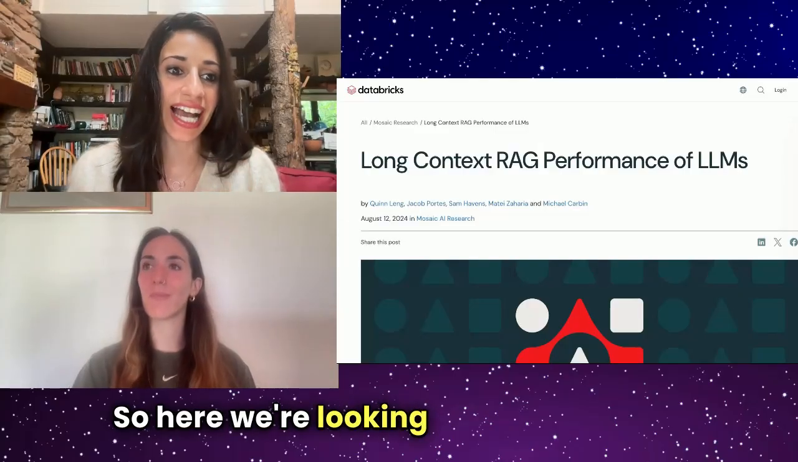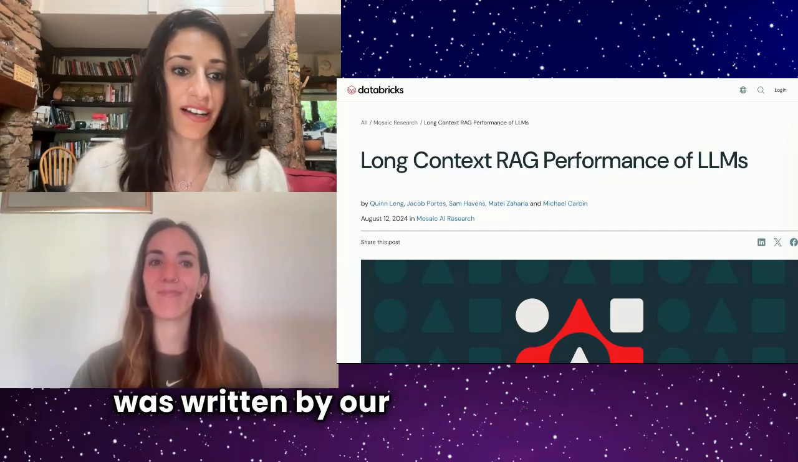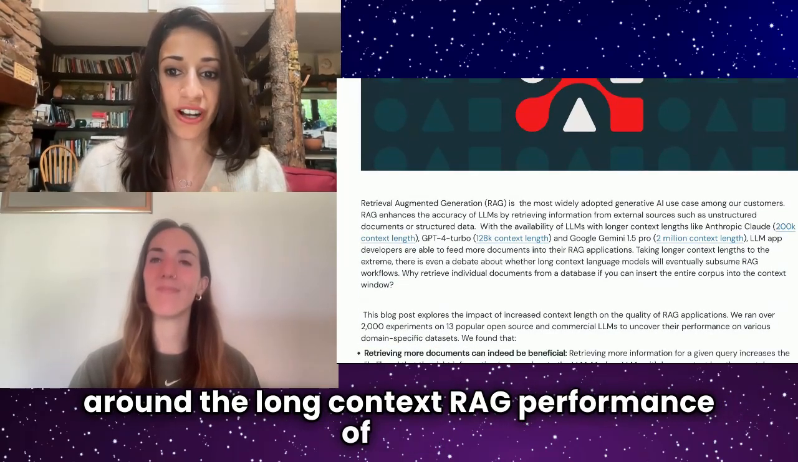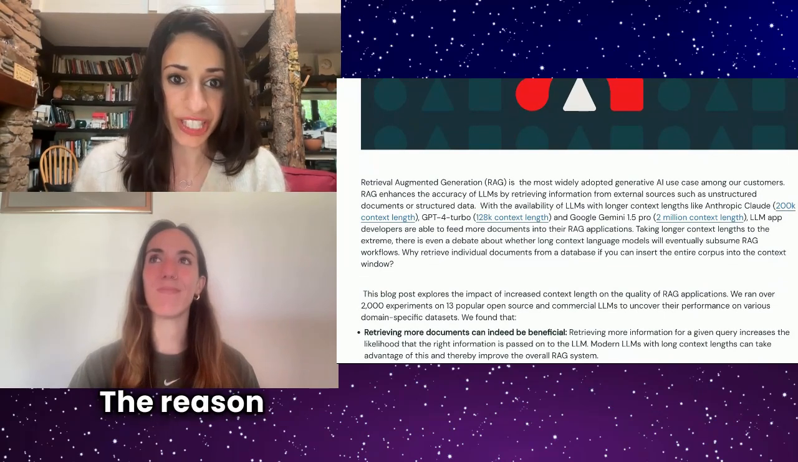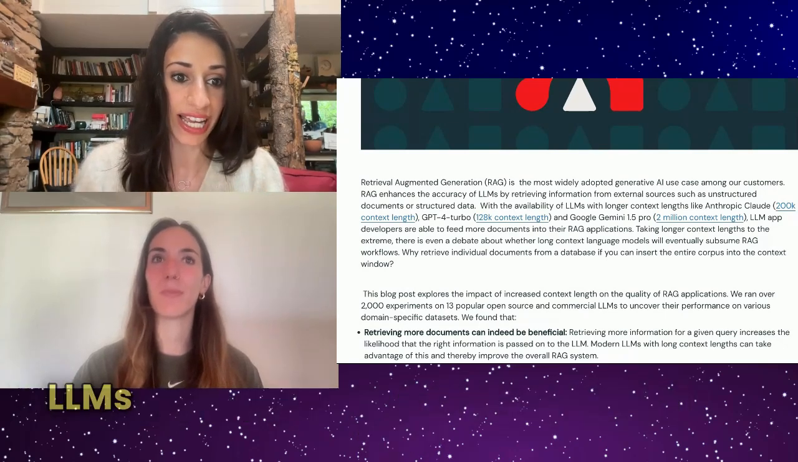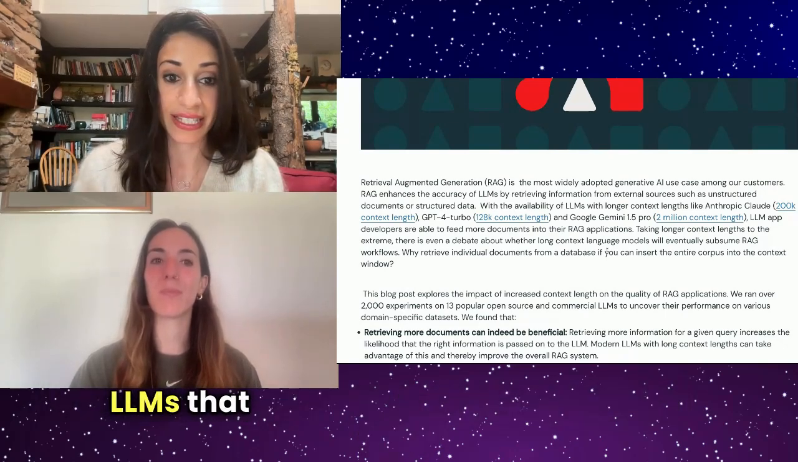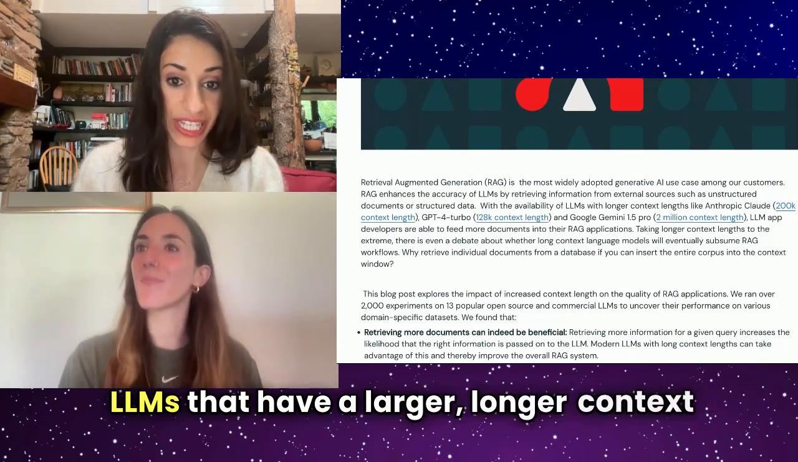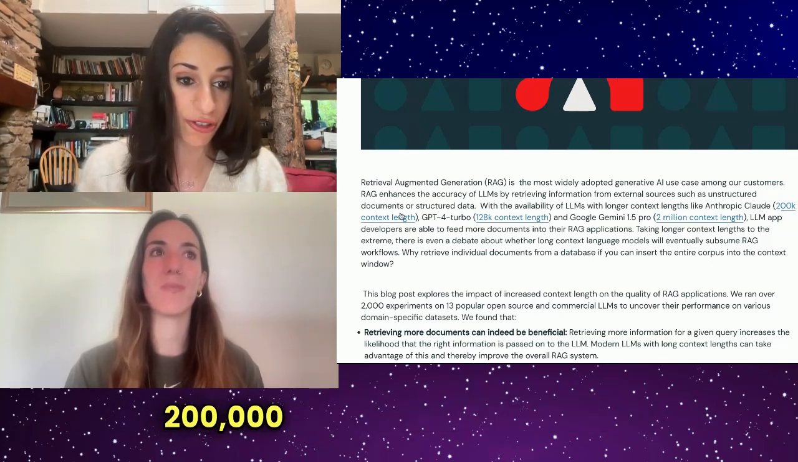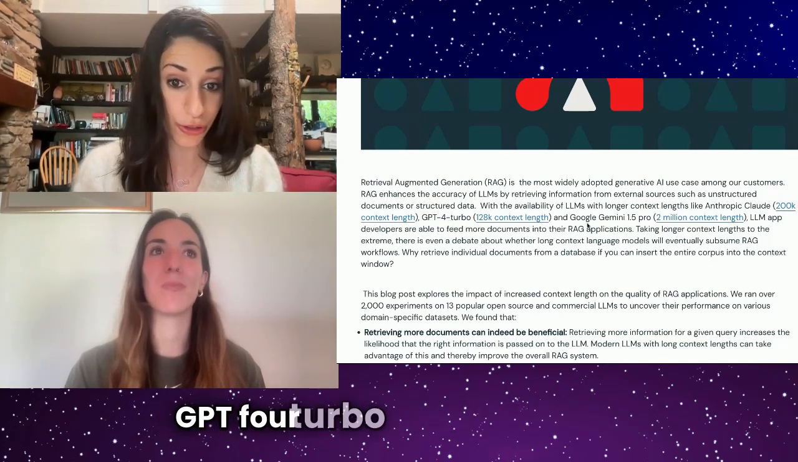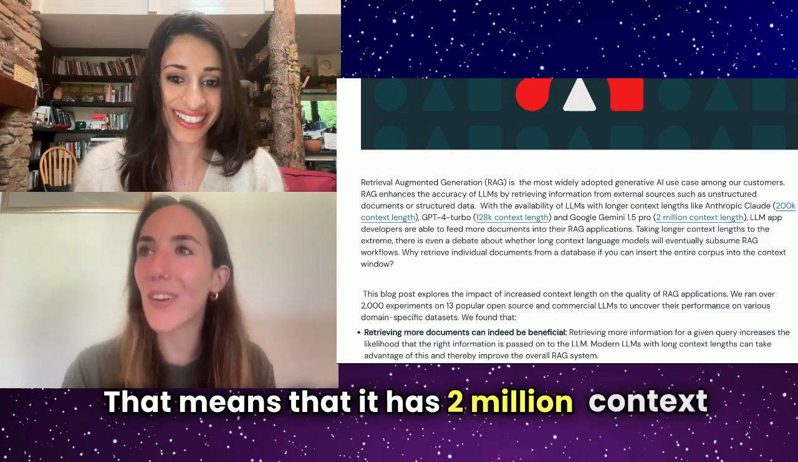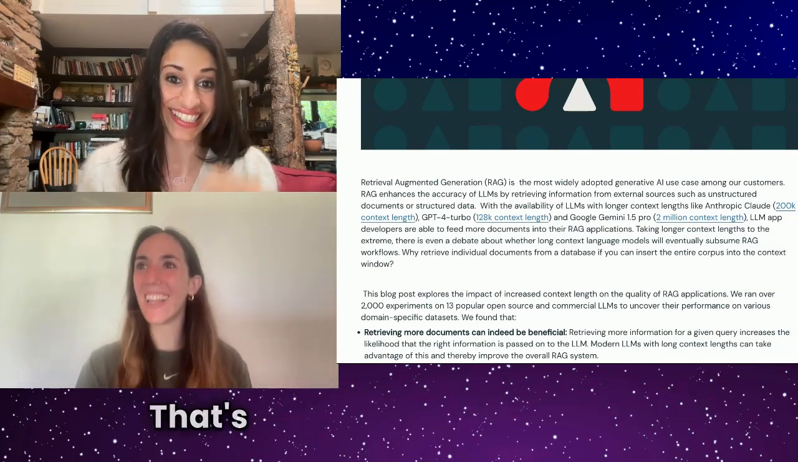So here we're looking at an article that was written by our Mosaic AI research team around the long context RAG performance of LLMs. The reason they wrote this article is that right now, as you know, we have more and more LLMs that have a longer context length. For example, Anthropic Claude, 200,000 tokens context length, GPT-4 Turbo, Google Gemini. That means Google that has 2 million context length. Yes, that's impressive, huge.